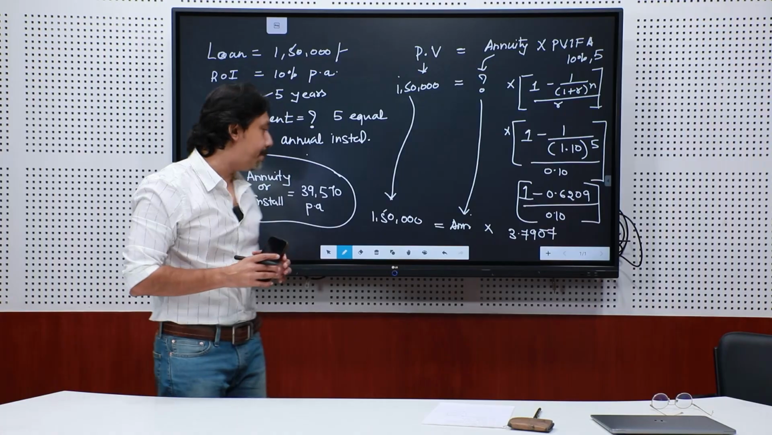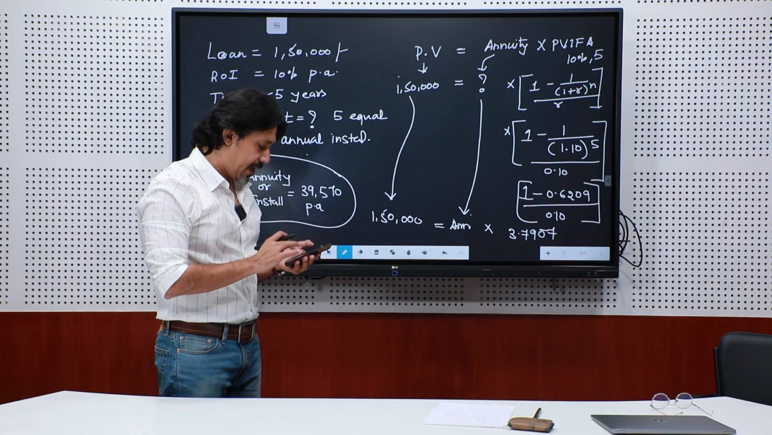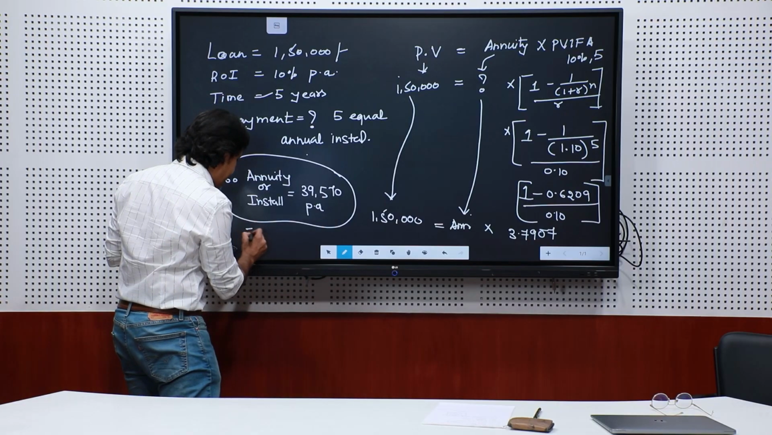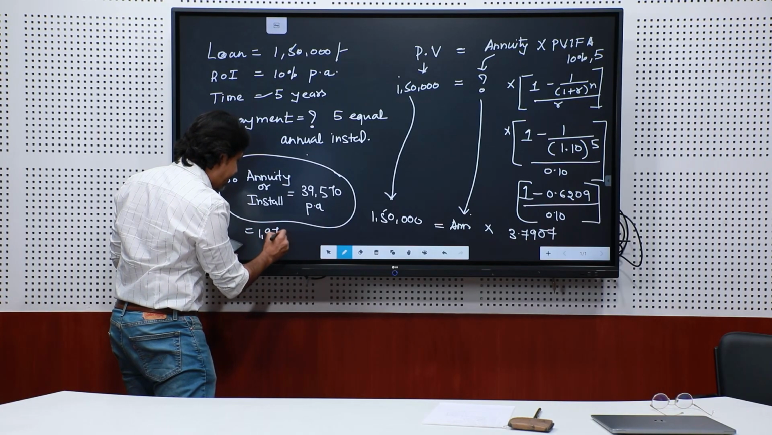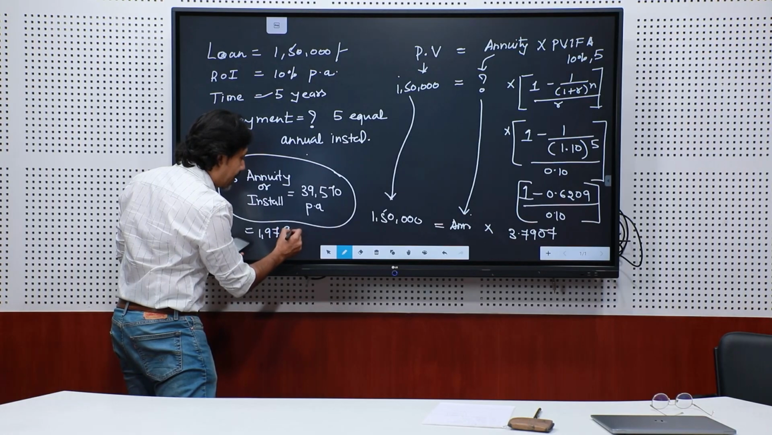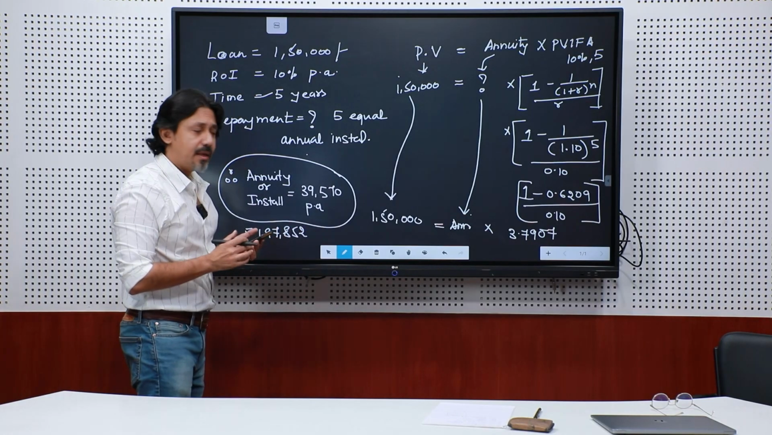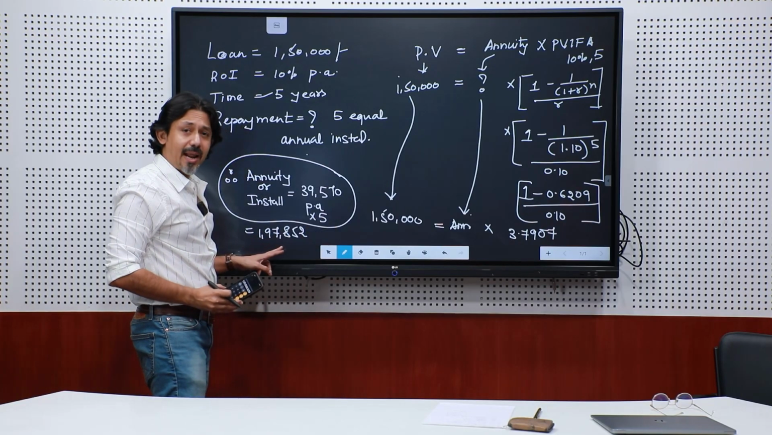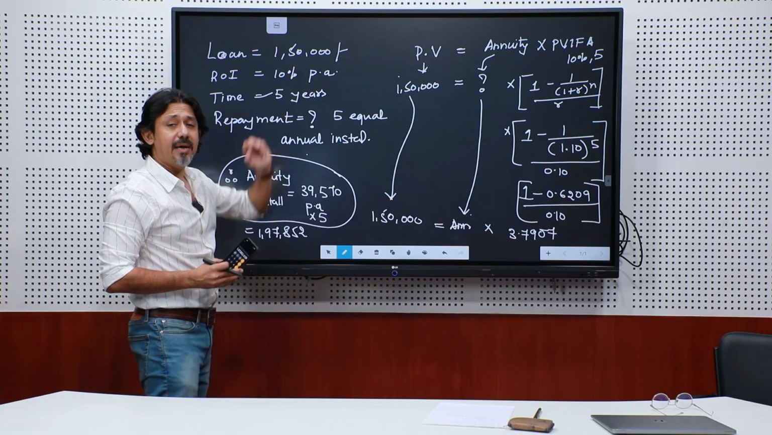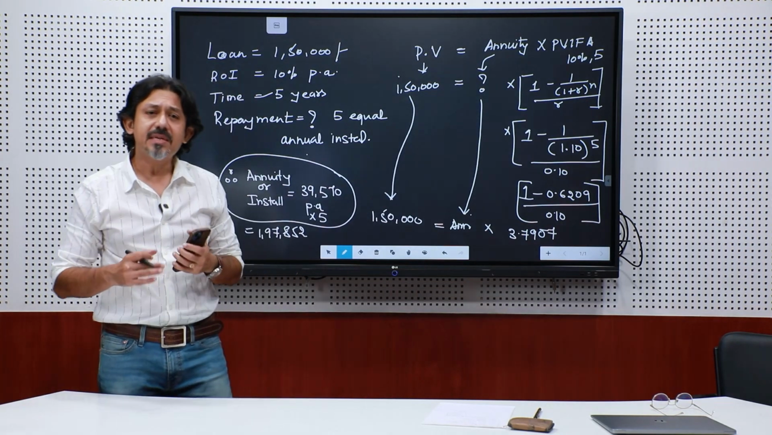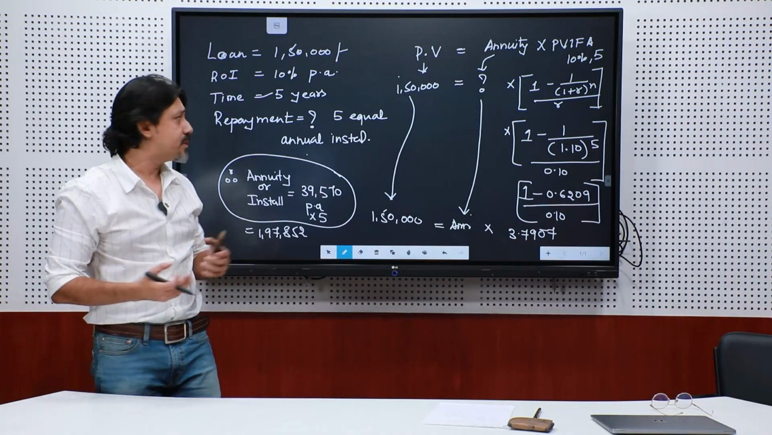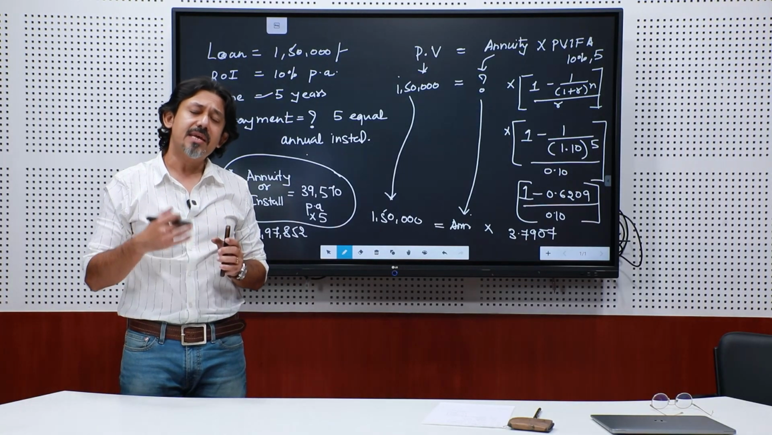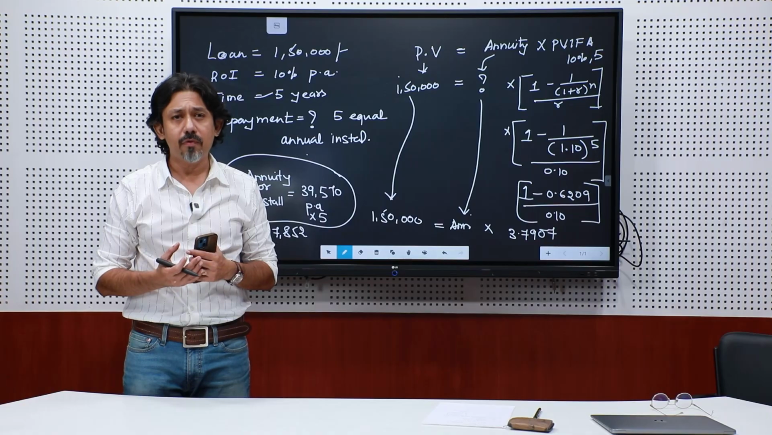So, how much will you end up paying the bank? 39,570 into 5 installments. So, you will end up paying 1,97,852. If I multiply this by 5 years, 5 installments, it comes to about 197, and the loan amount that I had taken was 150. So, there is an extra amount that I am paying to the bank, the difference between 150 and 197. That is the extra interest that I end up paying over a period of 5 years.